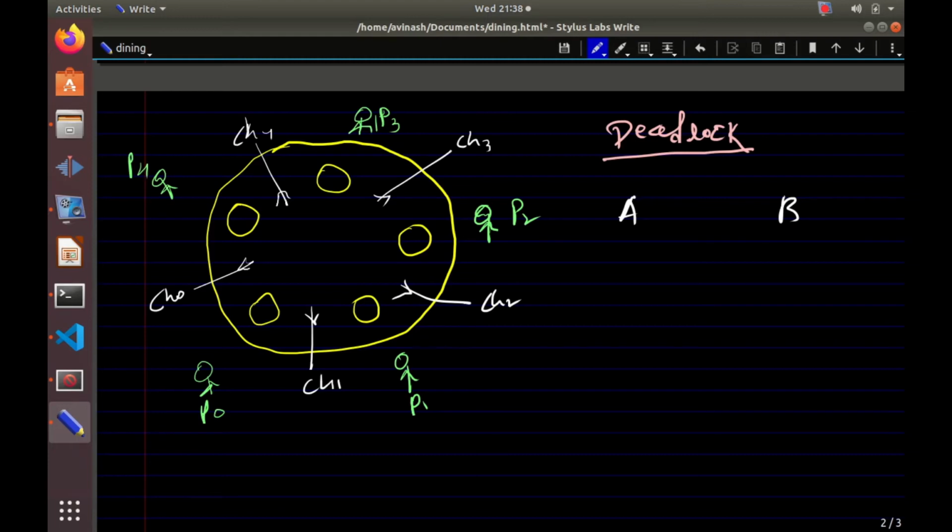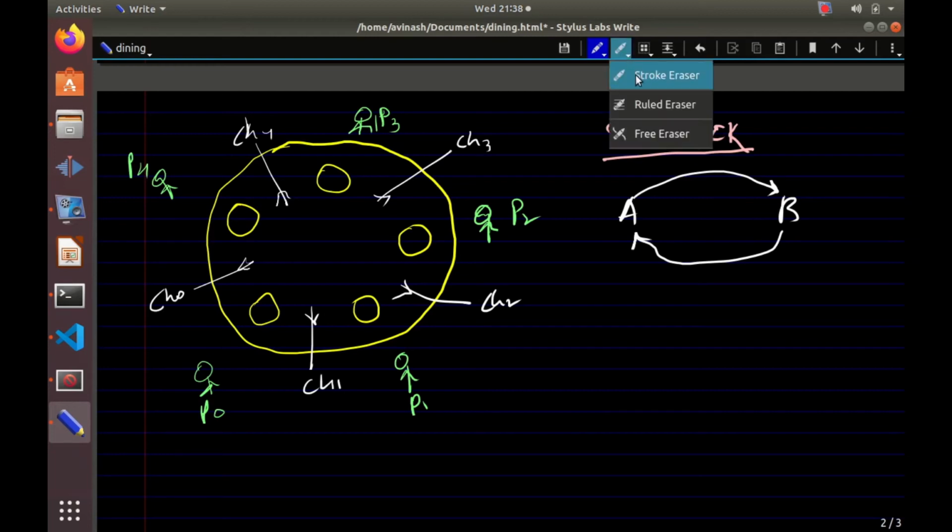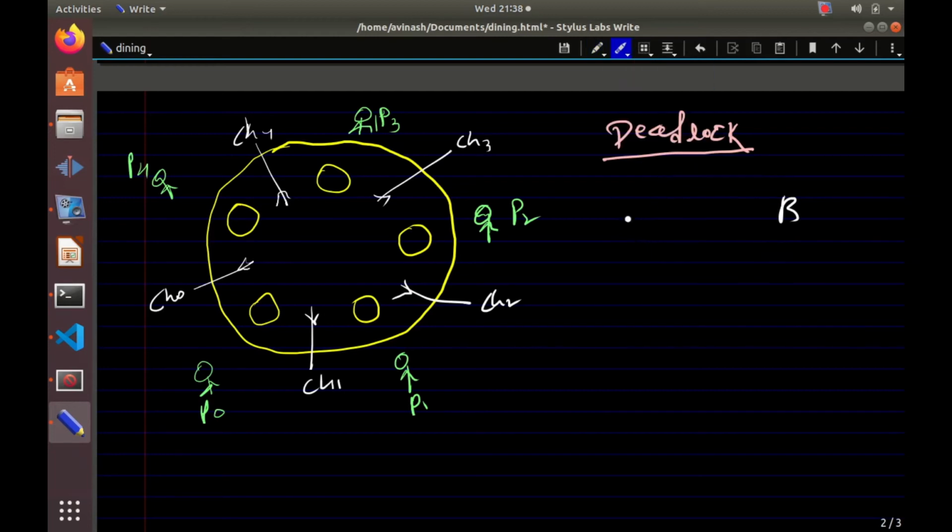Process A requires some resources which are occupied by B, so A is waiting for B. And B requires some resources which are occupied by A, so B is waiting for A. So in this scenario, what will happen? A is waiting for B and B is waiting for A. That means none of the processes will get completed and they will be in the waiting state for infinite time. Similarly, we have to demonstrate this deadlock in the dining philosophers problem.